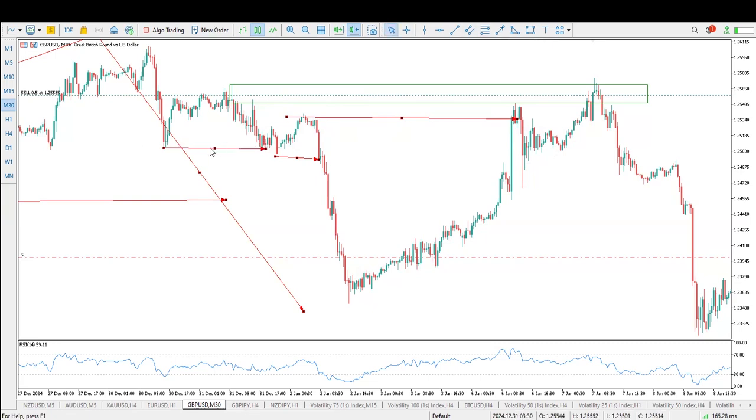We have a break of structure here. So this is my first lower high, and this is my second lower high. Now, the market came into my structural liquidity, and it gave us a rejection candle on M30. Then I moved to M15 for a better confirmation.